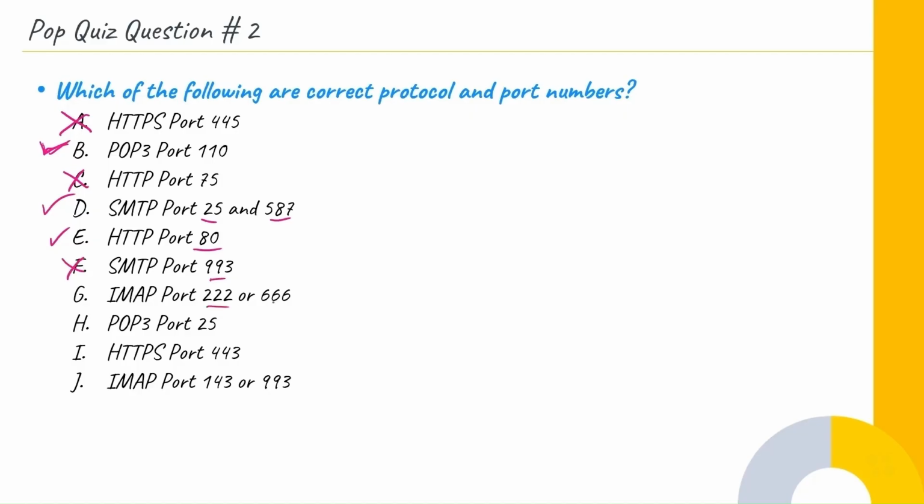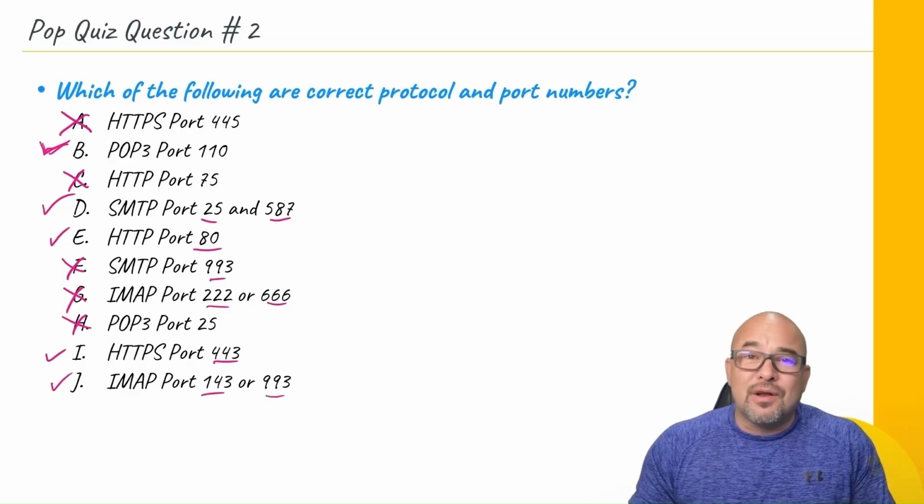IMAP does not use 222 or 666. I don't know, but that would be a real evil port, apparently. And then port 3. Oh my goodness. POP3 does not use port 25. HTTPS does use port 443. And IMAP does use port 143 or 993.